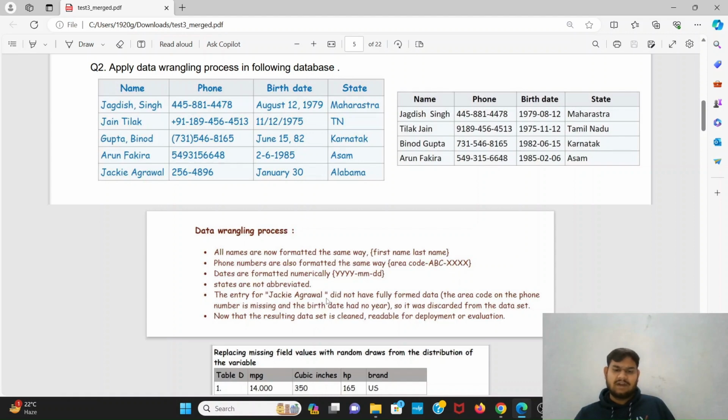The entry for Jackie Agarwal did not have fully formed data. The area code on the phone number is missing and the birth date has no year, so it was discarded from the data set. Now the resulting data set is clean and readable for development or evaluation. This is the final data set obtained after applying the data wrangling process.